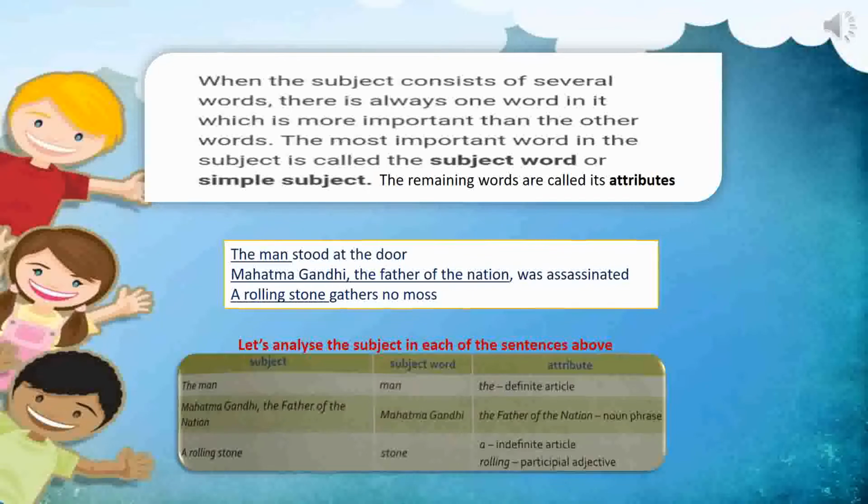And in the third case, a rolling stone is the subject of the sentence, and out of these three words, stone is the most important word. So we will take it as the subject word of this sentence. And a rolling are the attributes to stone. Here a is an indefinite article, and rolling is a participle adjective.